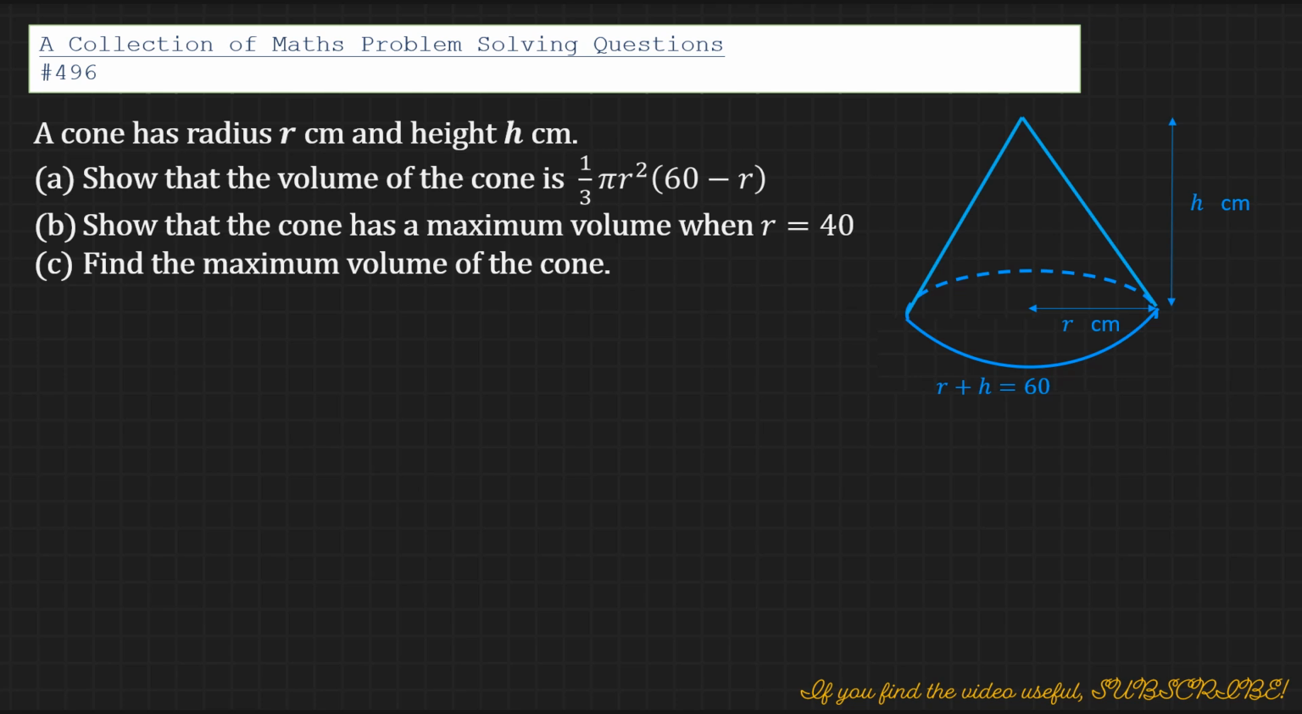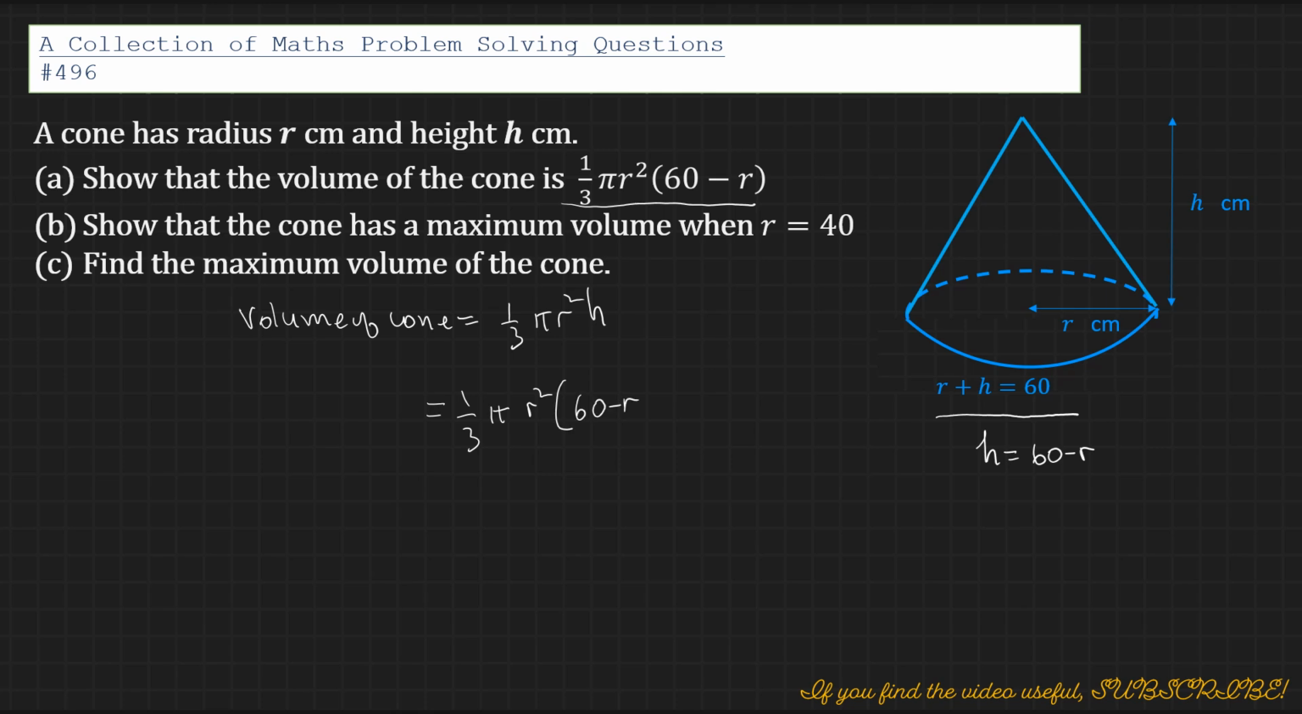So here the first part is simple enough. Show that the volume of the cone is 1/3 pi r squared times (60 minus r). We know the volume of a cone is 1/3 pi r squared h, and here we've been given r plus h is 60, so h would be 60 minus r. So we can write the volume is 1/3 pi r squared within brackets 60 minus r. And that's all that needs to be done for part A.